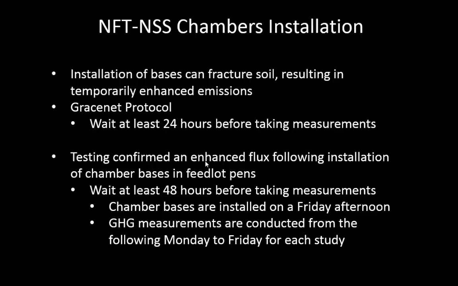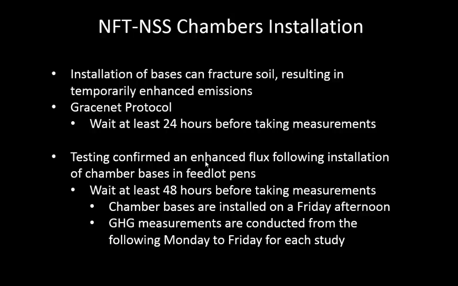Installation of the bases: the manure pack is quite dense and, particularly under dry conditions, very hard to penetrate. We couldn't drive that light metal base in without basically destroying it. One of the problems is that when you have a hard surface underneath and you drive something into it, you fracture it. Therefore, you enhance whatever flux rate you might have. So you're trying to measure what's happening in situ without influencing what's going on.